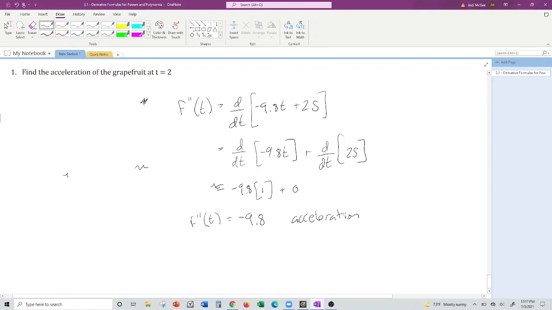Alright, but again, we were told to find the acceleration at t is equal to 2. Well, there is nowhere to plug in a t. It's a constant function. So it doesn't matter at what time, our acceleration is always going to be negative 9.8.